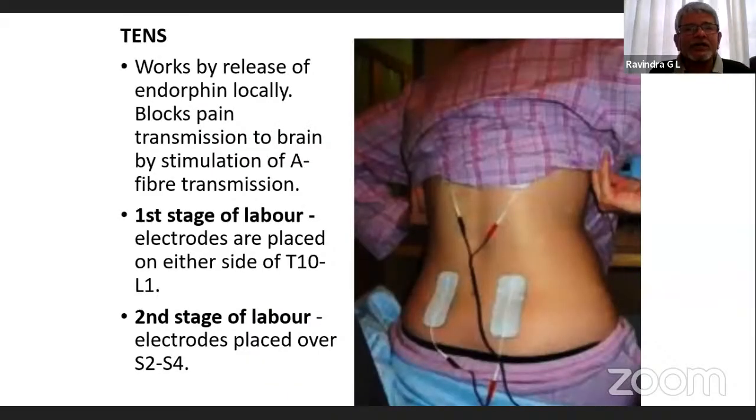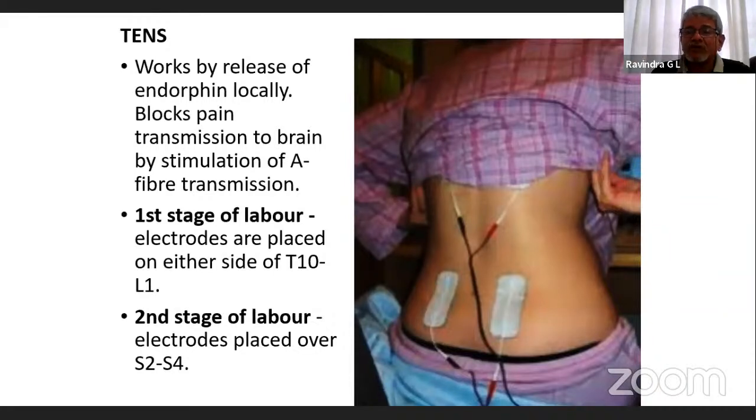The next one is TENS. TENS is transcutaneous electrical nerve stimulation. This is one of the most scientific of all the non-pharmacological techniques. It works by release of endorphin locally and blocks the pain transmission to the brain by A beta fiber stimulation. When the peripheral A beta fibers are stimulated, it blocks the transmission of the A delta fibers. This is the principle of TENS.